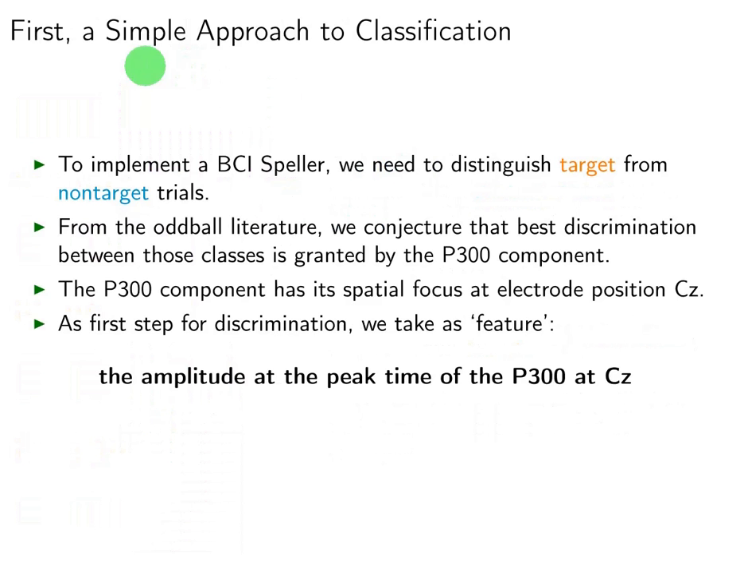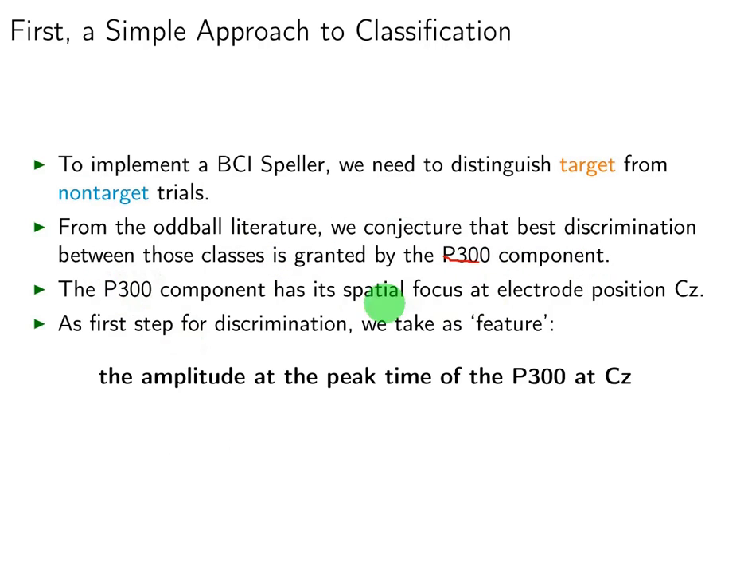Let's take a look at a simple classification approach. In order to implement the BCI speller, which is a binary classification task, we need to distinguish between target and non-target in EEG data. Target ERP, non-target ERP. From the Oddball literature, we can conjecture that the best discrimination between those cases is granted by the P300 component. This is where we can see a visually prominent deflection of the P300 component and the difference in the amplitude features. Okay, this comes from previous research as well.